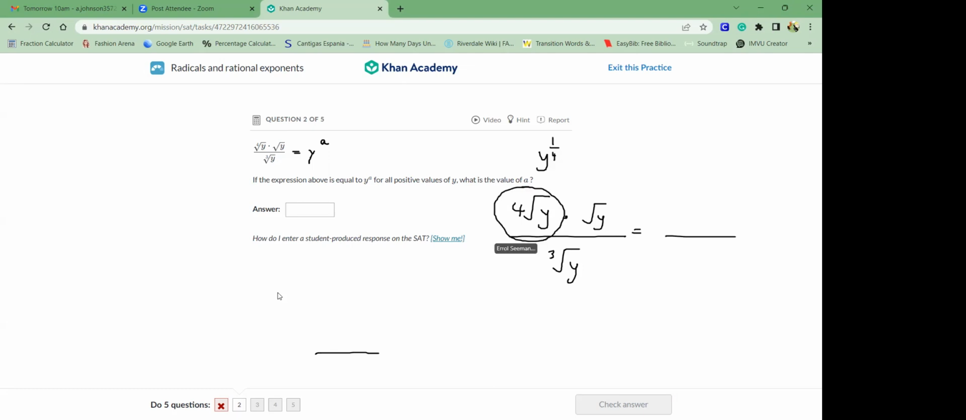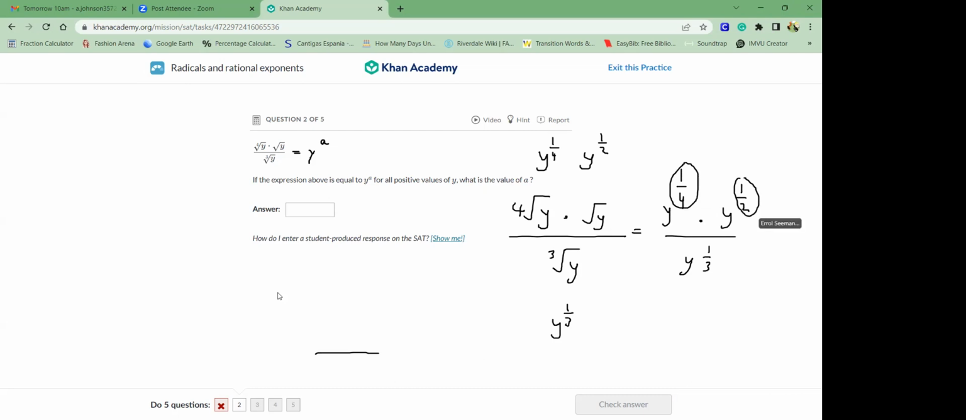So what is this one right here? Y to the what? 1/2. Yep, exactly. And what's this one on the bottom? Y to the 1/3. There you go. Now we've got y to the 1/4 times y to the 1/2 divided by y to the 1/3. What are we going to do with this and this? Add them. Exactly. So what's 1/4 plus half? 3/4.